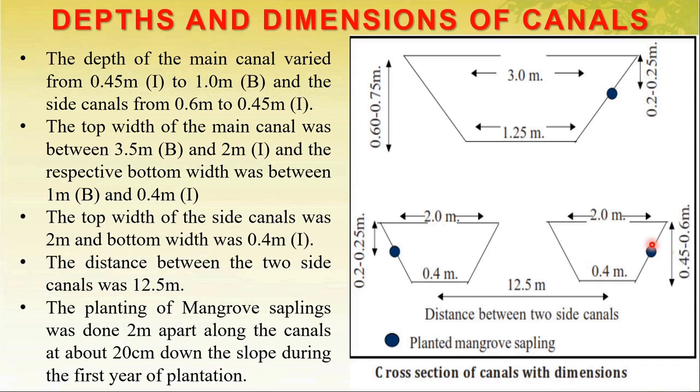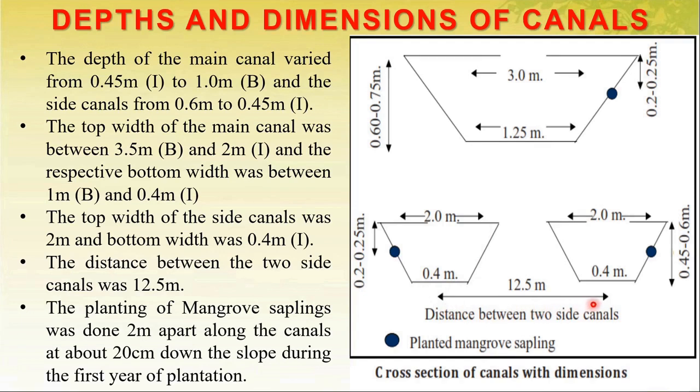The top width of main canal was between 3.5 meter at bank and 2 meter inside, and the respective bottom width was between 1 meter and 40 centimeter. The top width of the side canal was 2 meter and the bottom width was 40 centimeter. The distance between two side canals was 12.5 meter.